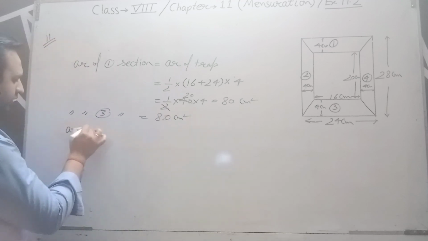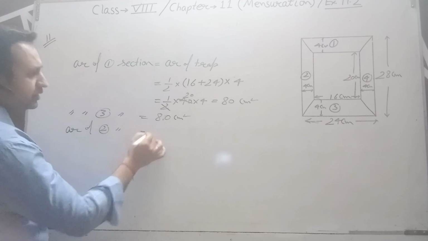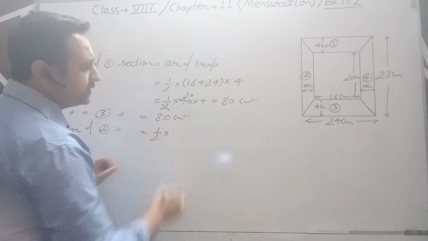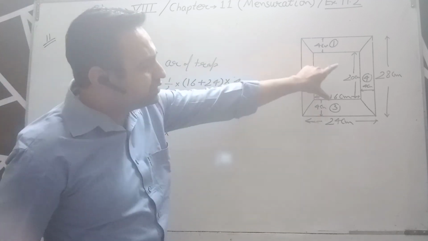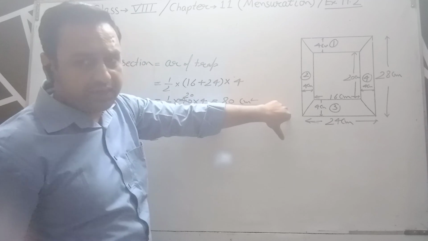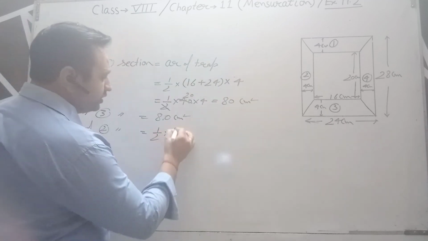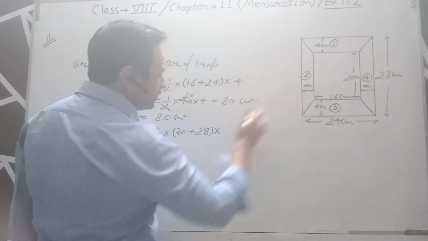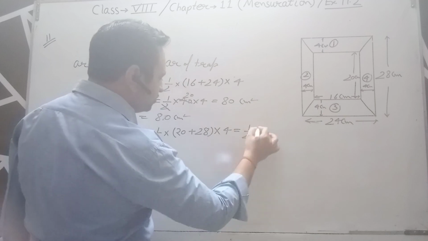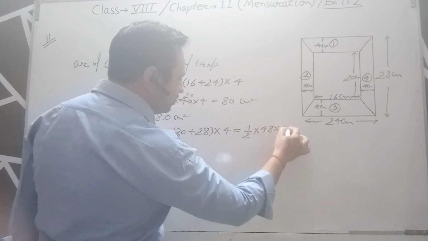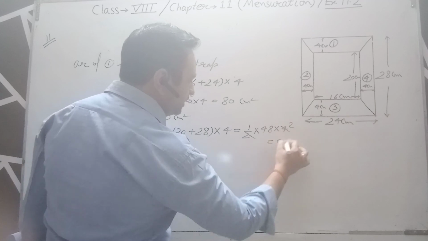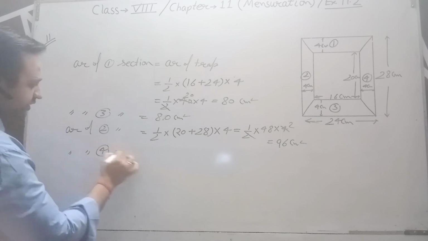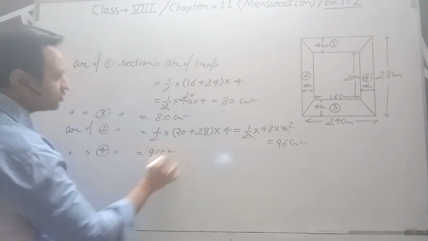Now we have to calculate the area of the second section. The second section is again a trapezium: half sum of parallel sides. Its first parallel side is 20 centimeter and the second parallel side is 28 centimeter. So 1 upon 2 in a bracket, 20 plus 28, into height, which means the distance between them, which is 4. So 1 upon 2 into 48 into 4. So its area is 96 centimeter square. Similarly, the area of the fourth section is also 96 centimeter square.